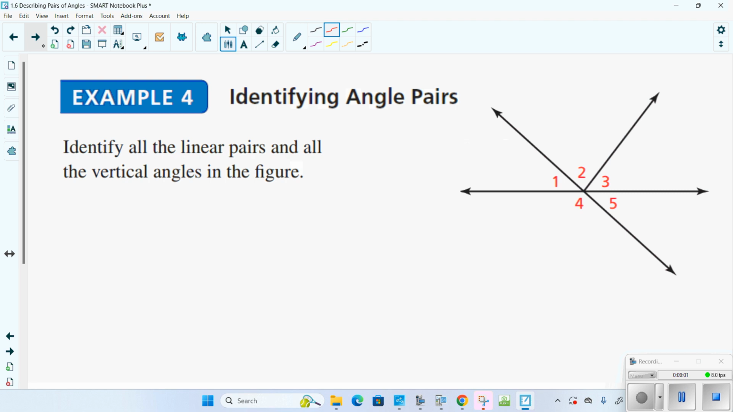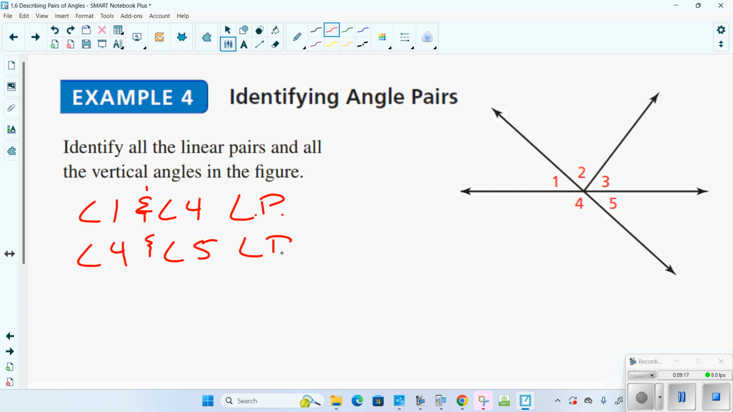Now, identify the angles in the picture. So I want all linear pairs. Angle 1 and angle 4 are a linear pair. I'm just going to abbreviate LP. Angle 4 and angle 5 are a linear pair. So two angles that make a straight line are linear pairs.